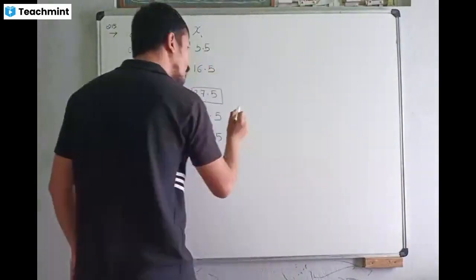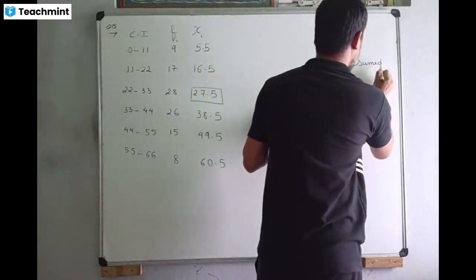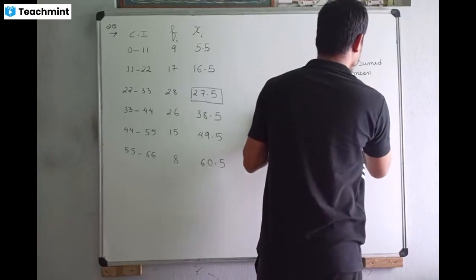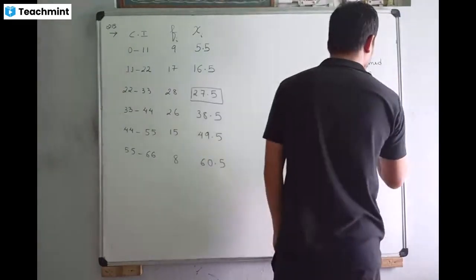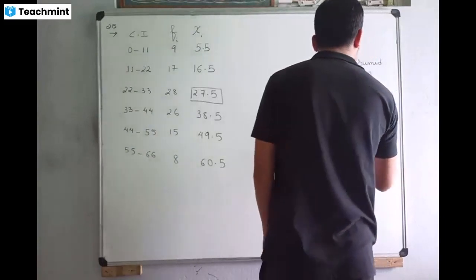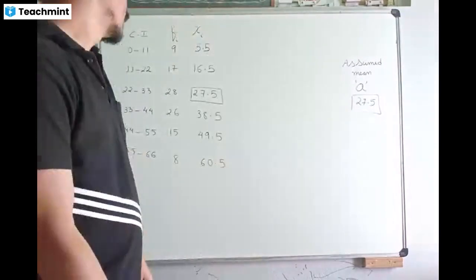Let me write here assumed mean. We denote it by A, which is 27.5. Your assumed mean is 27.5.